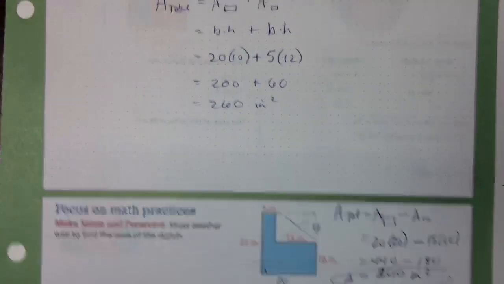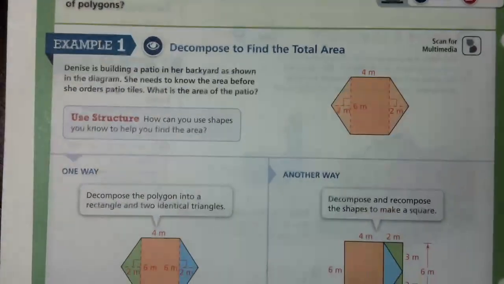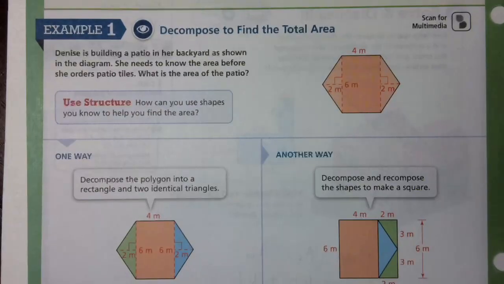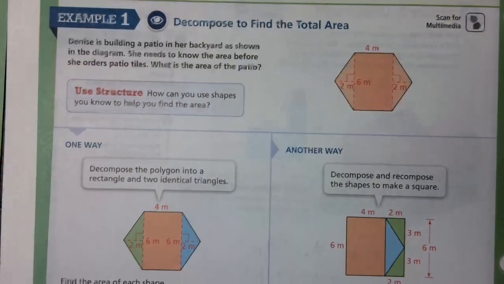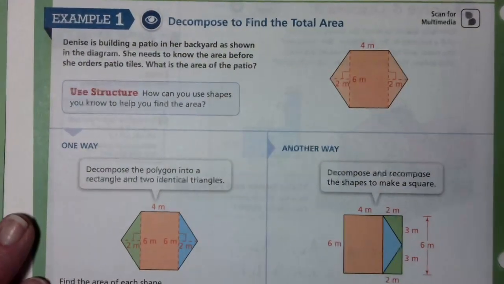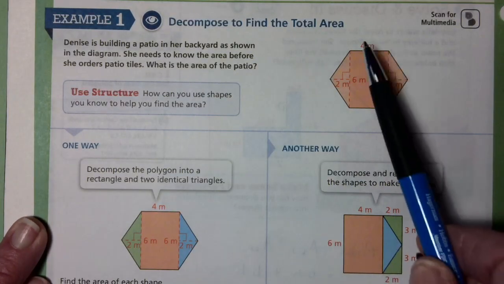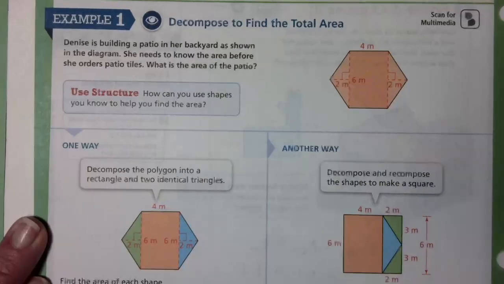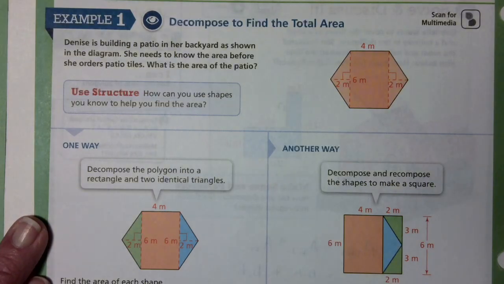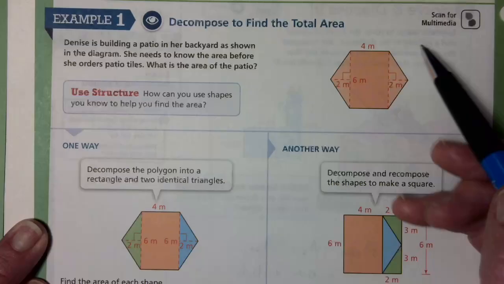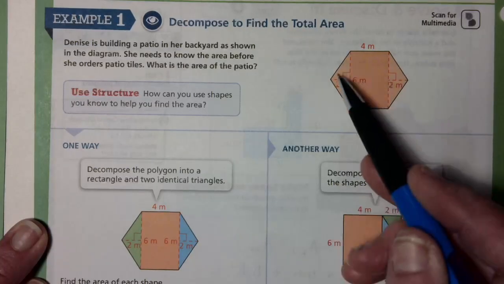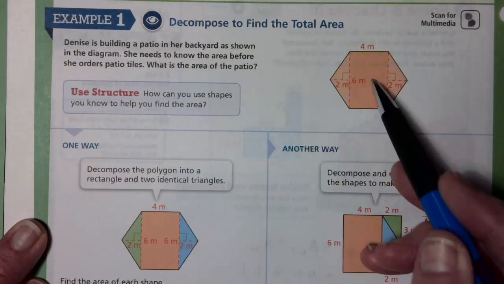All right, turn your paper over to page 420. This one's worked out for you, so we're just going to talk through it right quick. Denise is building a patio in her backyard. It looks like that shape, which is a hexagon, by the way. 1, 2, 3, 4, 5, 6. 6 sides is a hexagon. She needs to know the area before she orders the patio tiles. What's the area of the patio? So we want to know the area of this hexagon. Well, notice that she has split the hexagon into 2 triangles that are the same size and 1 rectangle.